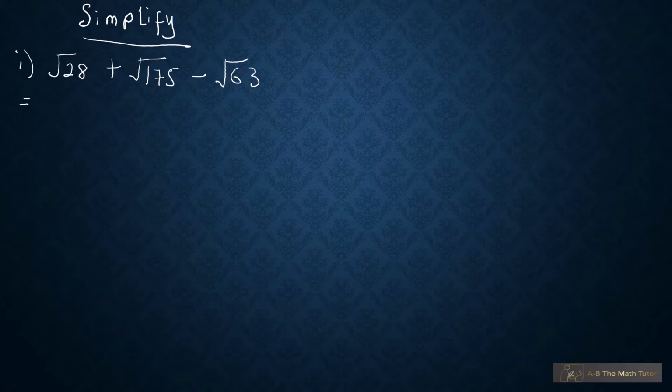So let's go through this problem. We need to simplify each of the 3 terms that you see in this problem. The first term, which is 28, can be written as 4 times 7. Remember, we are always looking for a product which is a perfect square.